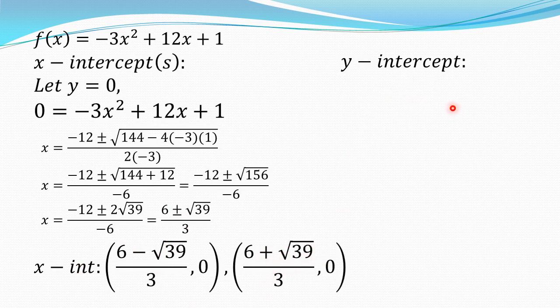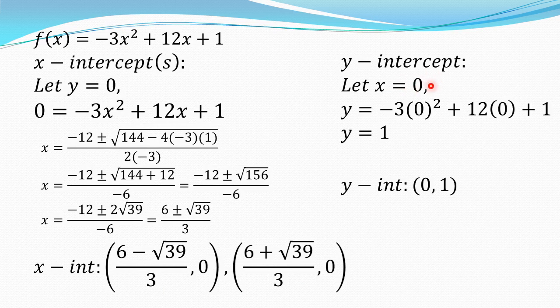With the y-intercept, the easy part, just let your x be equal to 0. That would be the calculation. So the first two terms will be automatically 0, pretty much. And you will be left with 1. So your y-intercept is (0, 1).